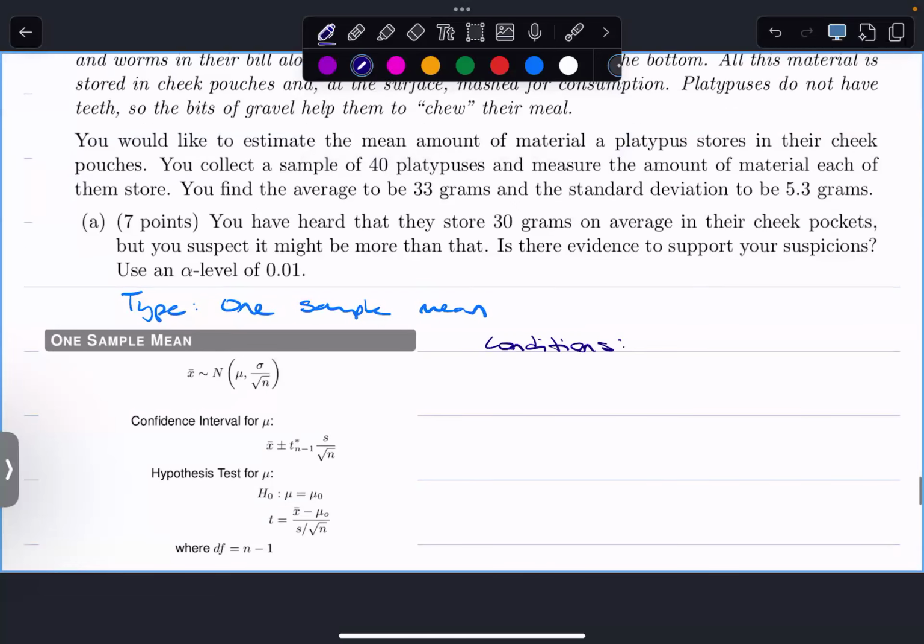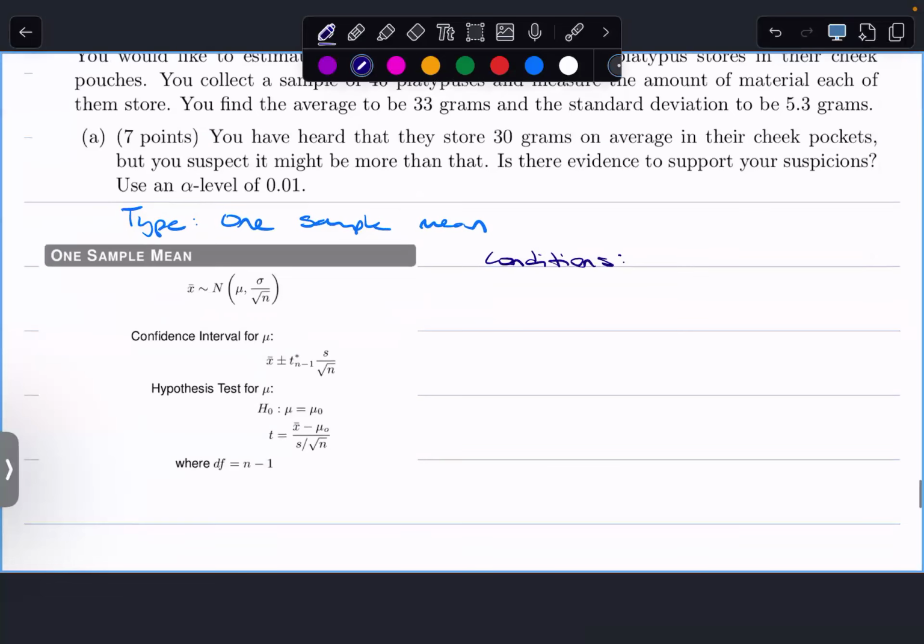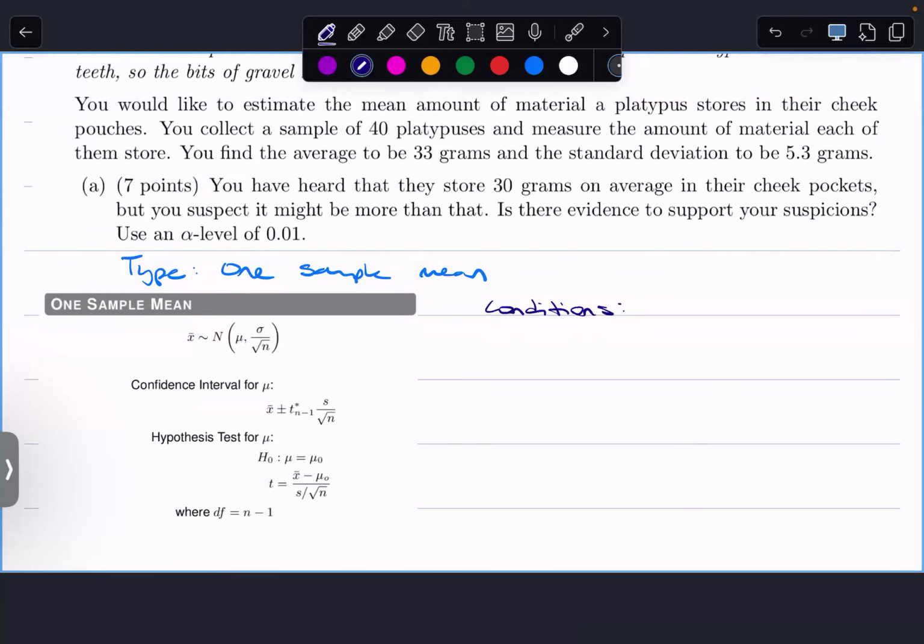First condition is that it has to be randomly sampled so that we can assume independence. It doesn't say that, and so what do we have to say? We have to say we assume it was randomly sampled. It really just says you collect a sample of 40, right? And so we can say this in two ways. You could say we assume all the platypuses sampled are independent of each other. That's one of the ways to say it.